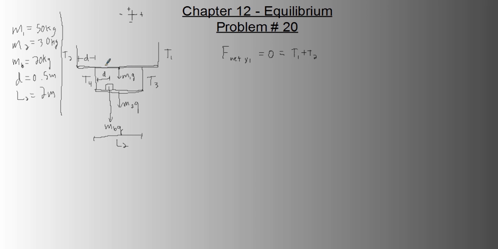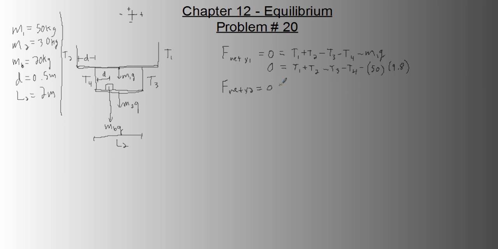Down forces on bar 1. Well, we have T4 pulling down, T3 pulling down, and the weight of M1 pulling down. So that's going to be minus T3 minus T4 minus M1G. And we might as well take the opportunity now to plug in what we know. So this is T1 plus T2 minus T3 minus T4 minus M1, which is 50 times 9.8. Alright, we'll just stop there, and then we'll do f net.